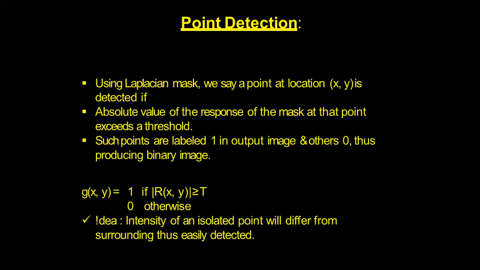So g of x, y is equal to 1 if the absolute value of R of x, y is greater than or equal to T, where T is the threshold. Otherwise it will be 0. That is what is mentioned here. Ideally, the intensity of an isolated point will differ from its surroundings, thus it is easily detected.